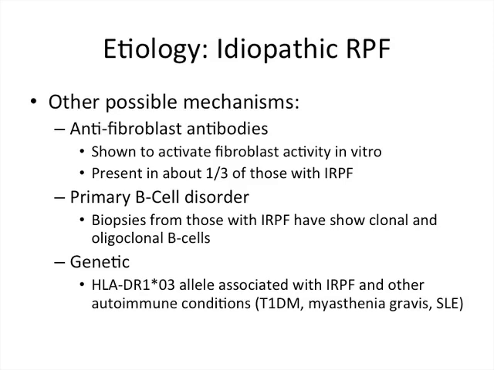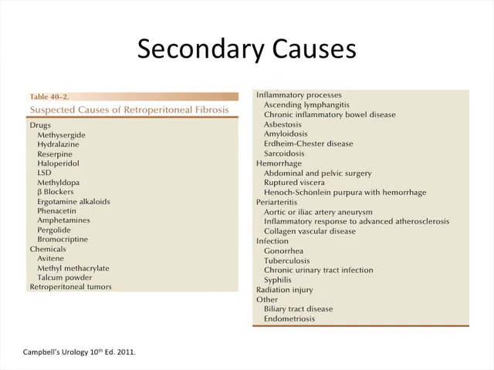There are a number of other proposed mechanisms, but I think the main point is that the pathogenesis of idiopathic RPF is poorly understood and is probably multifactorial. In terms of secondary causes, Campbell's in the newest edition presents a long table that classifies them in this manner. There are various other classifications one can consider for secondary causes. We won't go through all of these today and will just focus on the two main areas which historically have been drugs and malignancy.